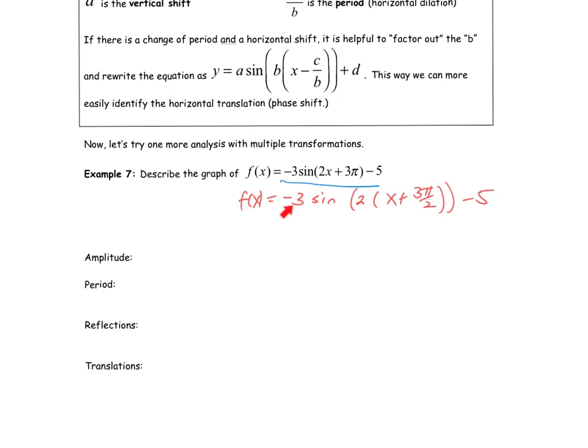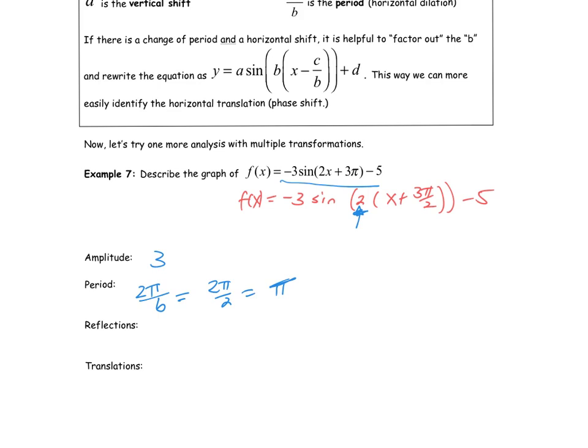The amplitude comes from the negative 3 out in front. So the amplitude is the absolute value of negative 3, which is 3. The period of a sine or cosine function is always 2 pi over b. B in this case is 2, so it's 2 pi over 2, which is pi.